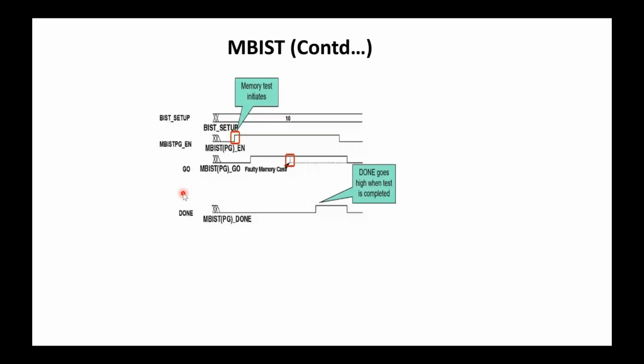The BIST setup signal has to be set to 1 0, and the BIST PG enable signal has to be made 1. This is controlled by the BAP. In order to start the memory BIST operation, we need to make the BIST setup signal 1 0 and the BIST PG enable signal 1. The go and done bits are output bits.